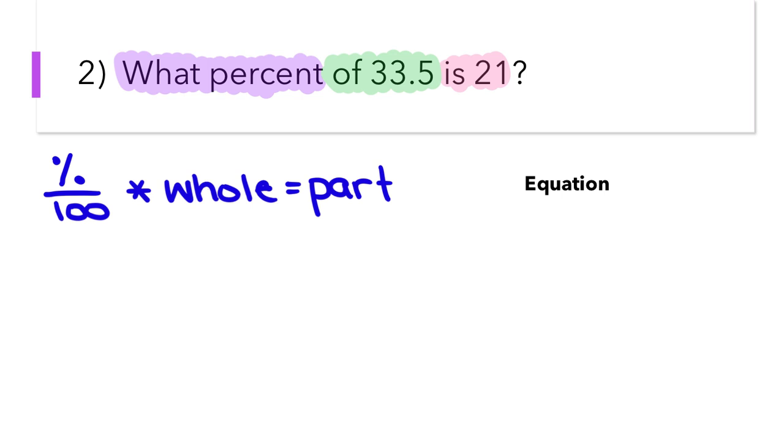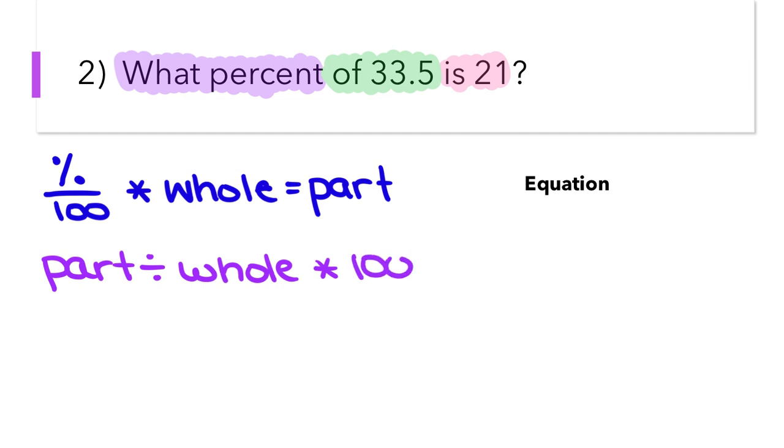21 divided by 33.5 times 100. Times 100, there you go. When you're looking for the percent, the common thing that I see in the class is to take the part, divide it by the whole, times that decimal by 100, and you're left with the percent.